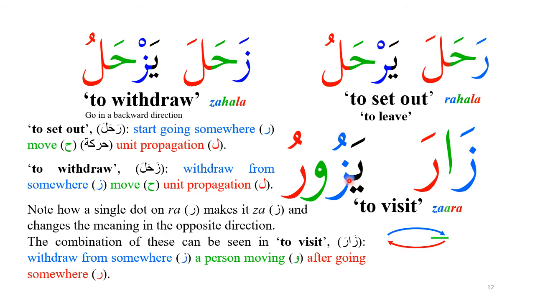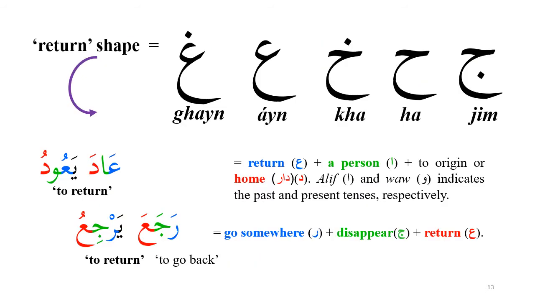And you can see both of these together in Zara and Yazuru, which means to visit. Zara. So see, zahala, and to maybe meet another person, rahala. So you see, you come back after you see somebody, and then you come back. So it's like a short stay there, where both rahala and zahala are indicated. It's very interesting. If you really learn like this, you'll never forget the Arabic language, inshallah.